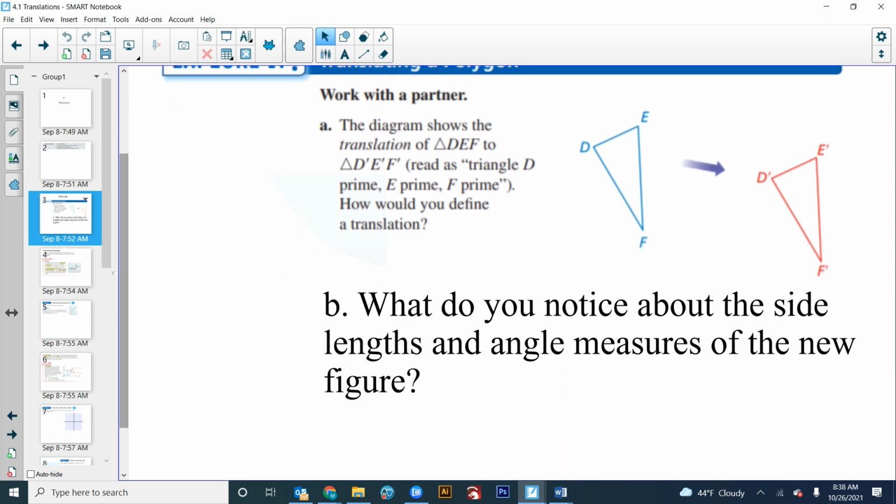Do we want to work with a partner and do something? I heard yeses first. I'm going to give you guys 2 minutes to work on this. But first, let's get through a couple notation things.